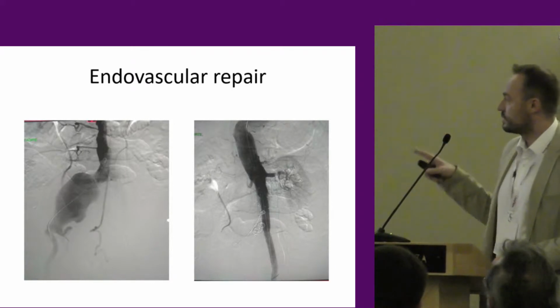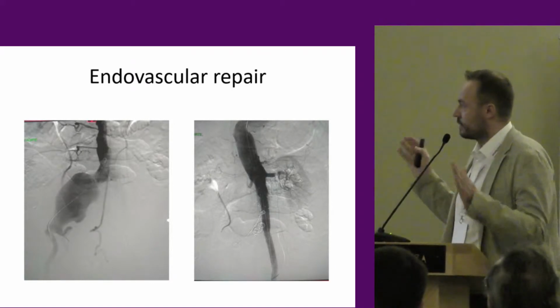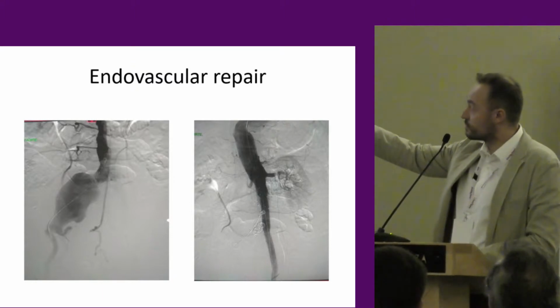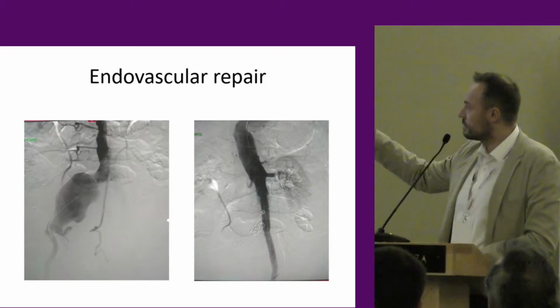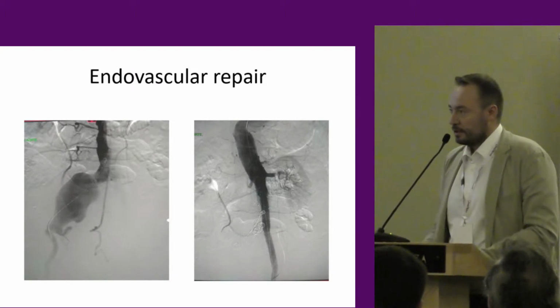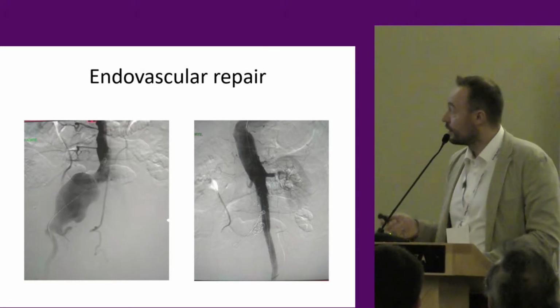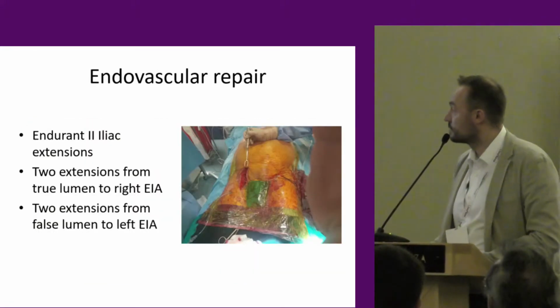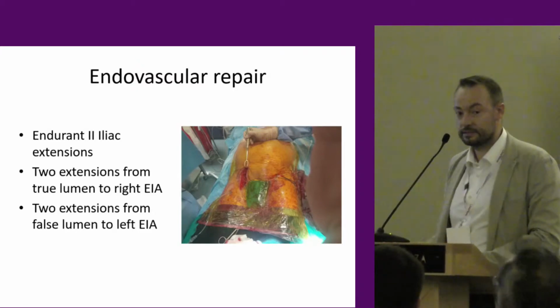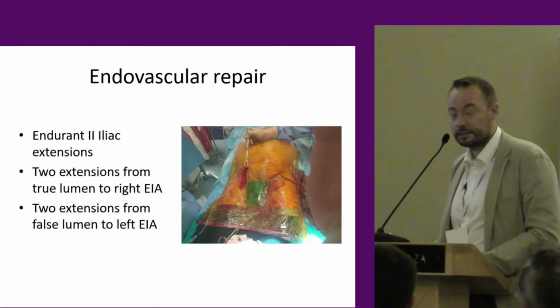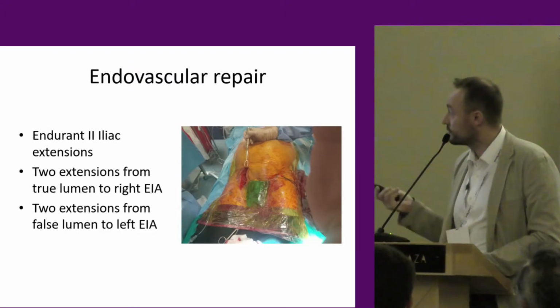So when we put the pigtail catheters, we saw 2 different lumens. One on the right side, it's the true lumen, and on the left, it was the false lumen. So we called Igor for advice. He told us to try it. So we have done the endovascular repair with 2 Endurant iliac extensions, 2 extensions from true lumen to the right external iliac artery, and 2 extensions from the false lumen to the left external iliac artery.